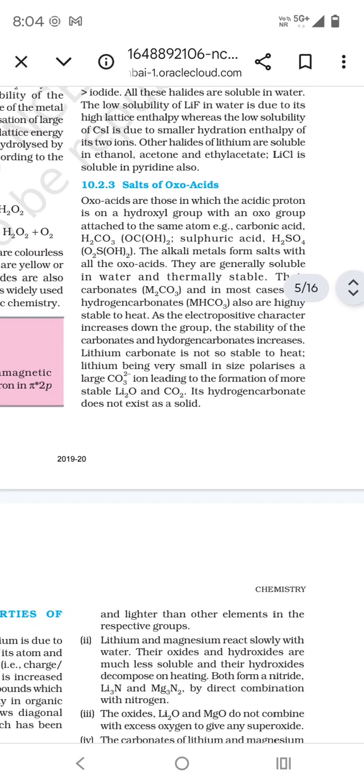Salts of oxoacids: oxoacids are those in which the acidic proton is on a hydroxyl group with an oxo group attached to the same atom, for example carbonic acid. The alkali metals form salts with all oxoacids. They are generally soluble in water and thermally stable. The carbonates, and in most cases the hydrogencarbonates, are highly stable to heat. As the electropositive character increases down the group, the stability of the carbonates and hydrogencarbonates increases. Lithium carbonate is not so stable to heat.